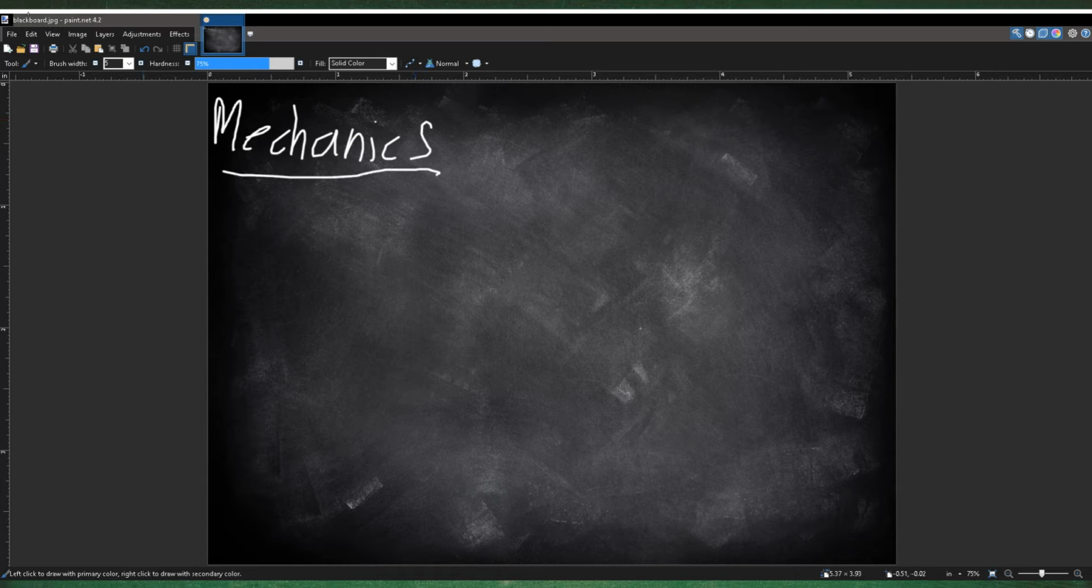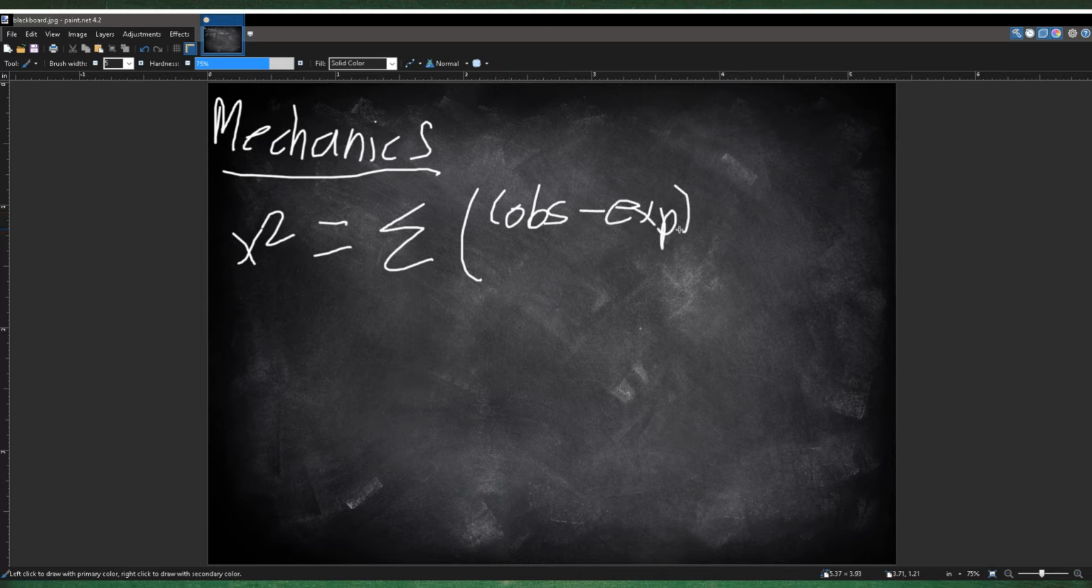So, your x squared value is basically the same thing. It's the summation of the observed, which I will write as OBS, minus the expected, which is EXP. Square that number, and then divide it by the expected, and you have a degree of freedom, like a t model. There's always a degree of freedom.